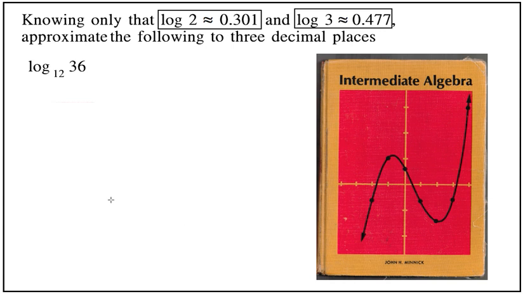The first move is to rewrite 36 as a power of 2. Now, there are many paths you can take from here, but why I'm rewriting this as 6 squared, 36 as 6 squared, is because it allows me to use the third law of exponents.